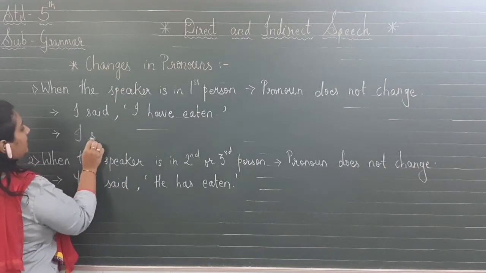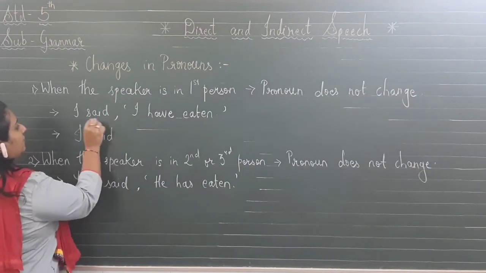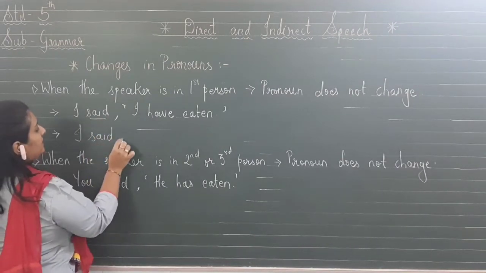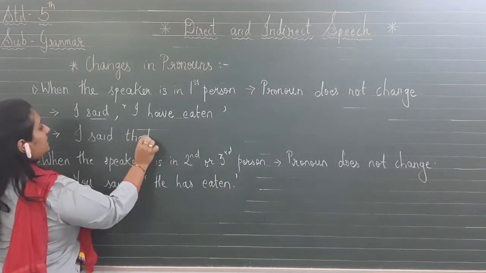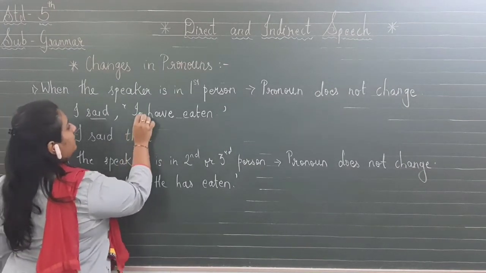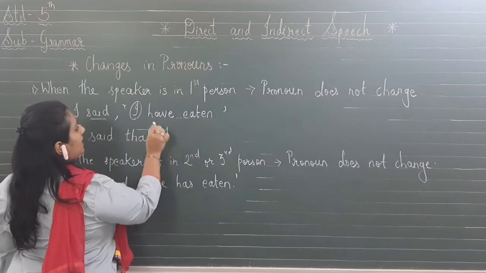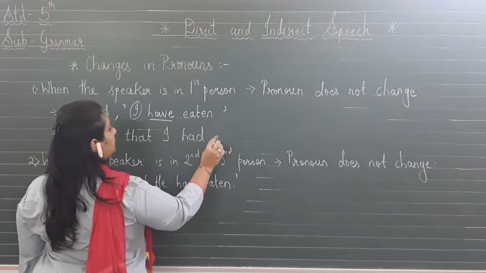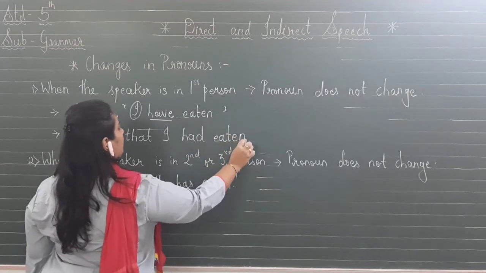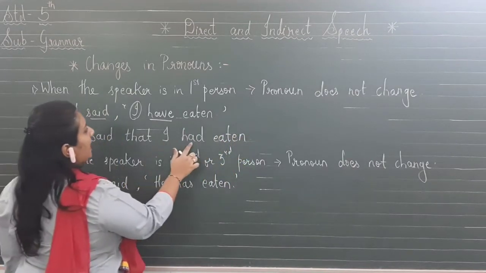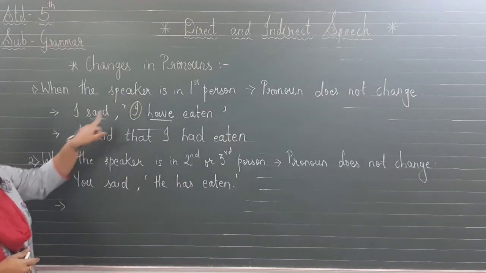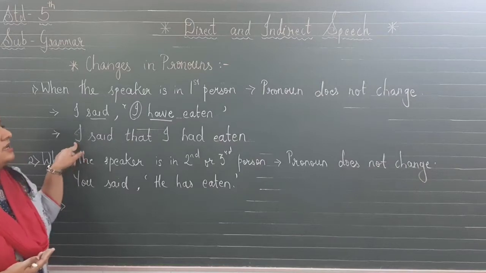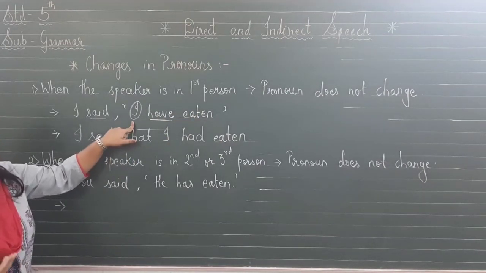So I said. Said is the reporting verb, so we will keep as it is. We will cut the quotation marks and we will say that. I said that. I will remain as it is, and here we will change the tense from have to had. I said that I had eaten. When the speaker is in the first person, I am the first person and I am speaking to someone else, I will not change the pronoun.